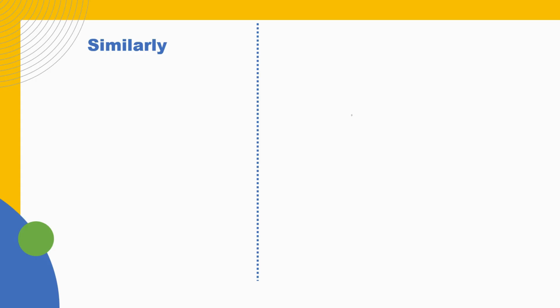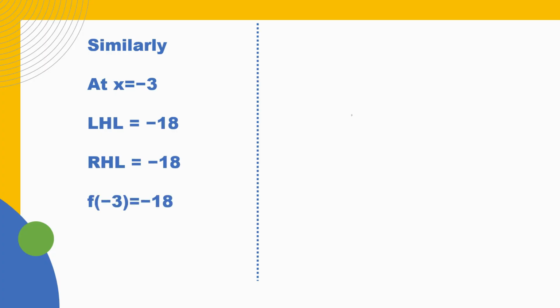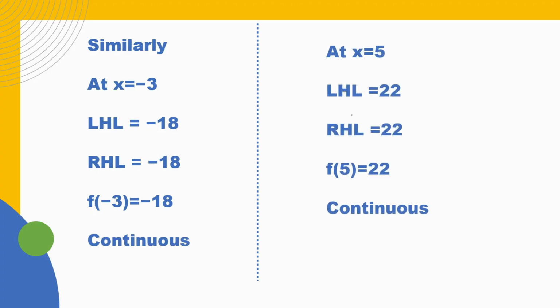Now repeat the same steps for x equals minus 3 and x equals 5. In each case, the left-hand limit, right-hand limit, and function value are identical. Therefore, the function is continuous at both the points. This illustrates an important fact. Every polynomial function is continuous for all real numbers.